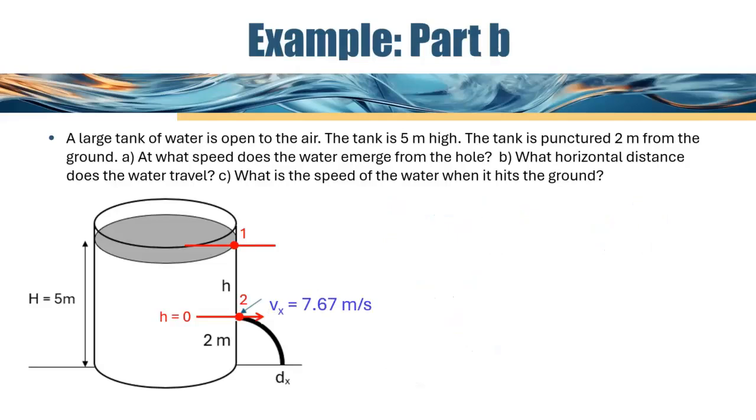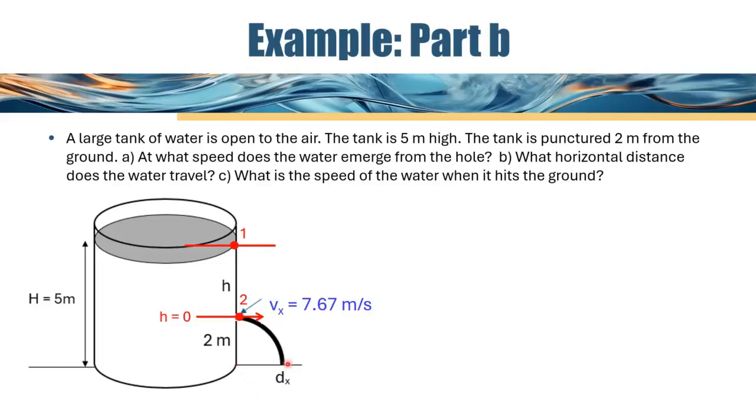So now I know the velocity at which the water is exiting the tank, and I added that to my picture and labeled it as Vx, or the horizontal velocity is 7.67 meters per second. So now part B says, what horizontal distance does the water travel? So I'm actually solving for this horizontal distance that I labeled as dx. This is now classic projectile motion.